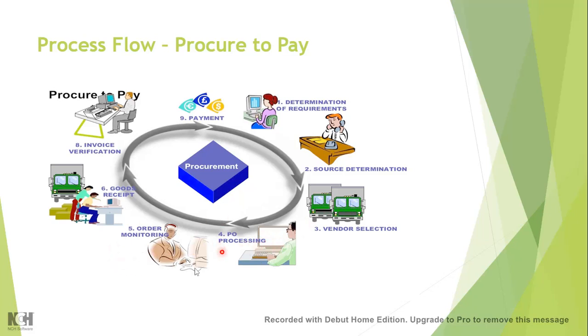Then the PO will be monitored and followed up with the vendor. Once the material is dispatched by the vendor, there will be a goods receipt. So the department who ordered the laptop through their PR can do the goods receipt. Once the GRN is done, the invoice is processed by the accounts team. So you have an invoice verification, which is called three-way match. You have a purchase order, a GRN, and an invoice verification.